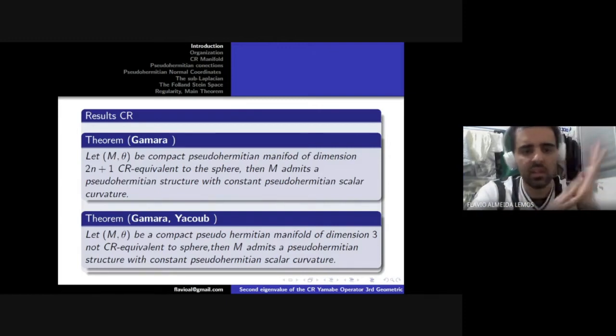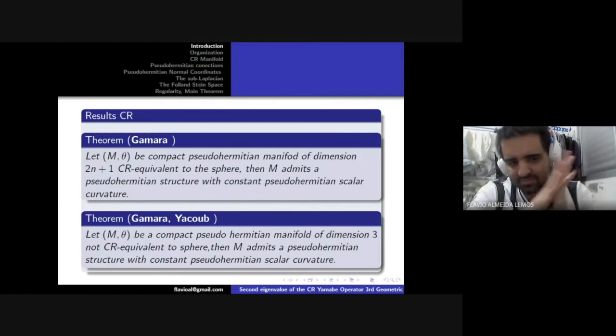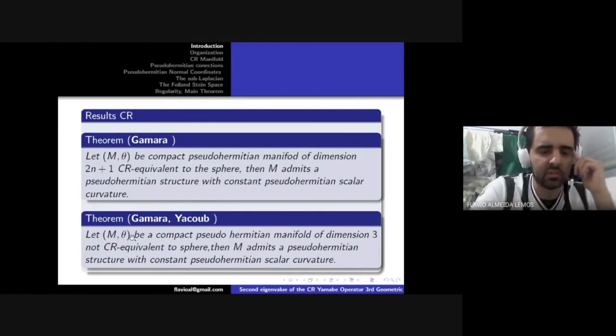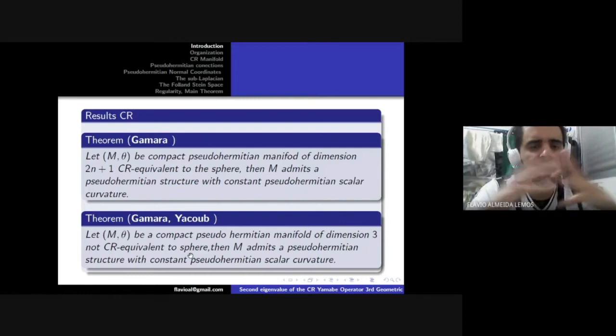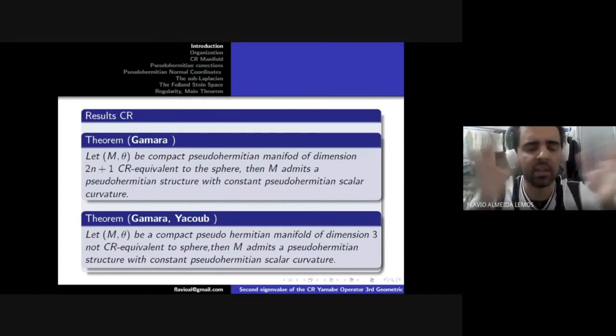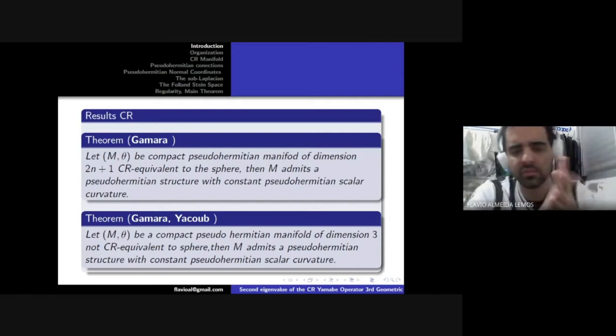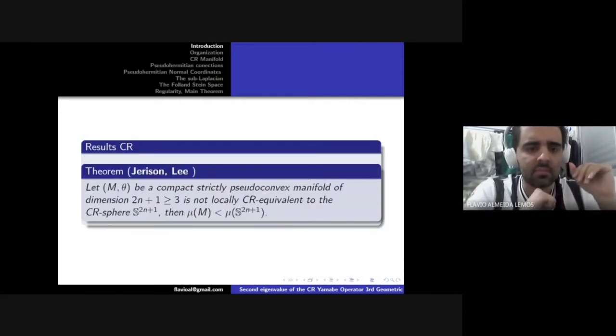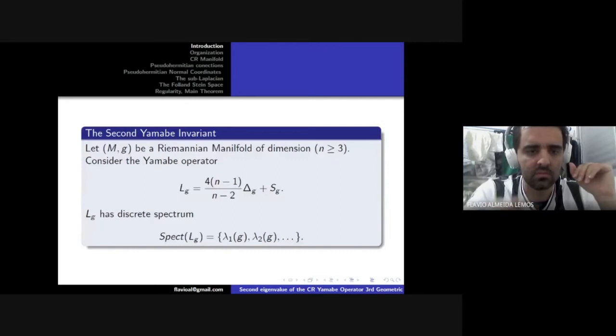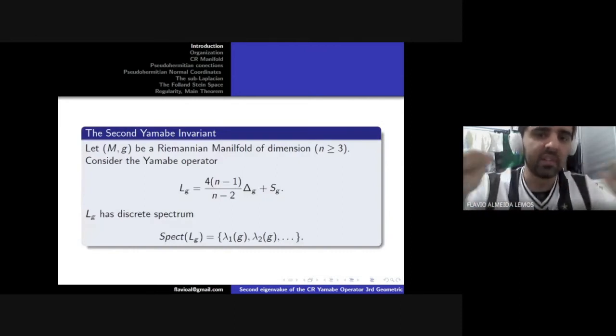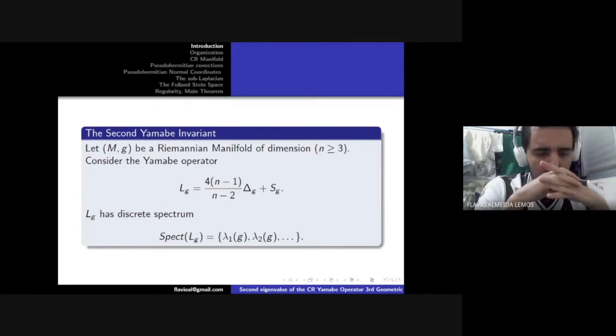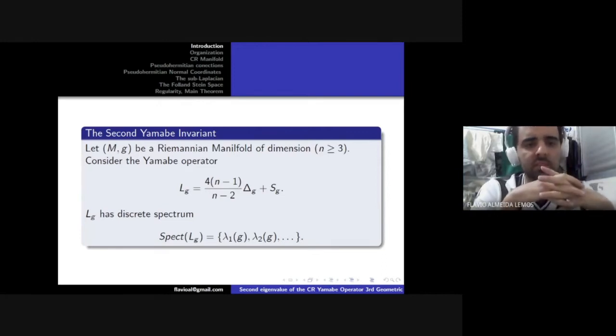The theorem of the Yamabe problem is complete in the case of dimension 3 that is not equivalent to a sphere. So we have the Yamabe problem in the CR context completely proved. First, we introduce the second Yamabe invariant.